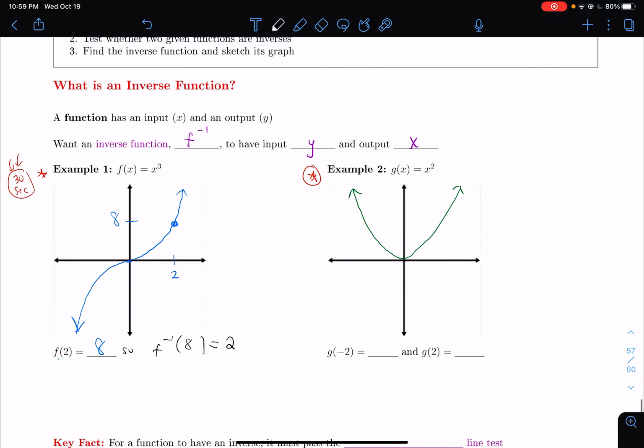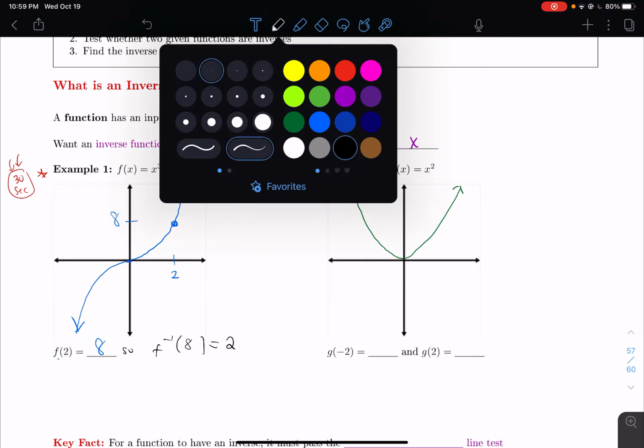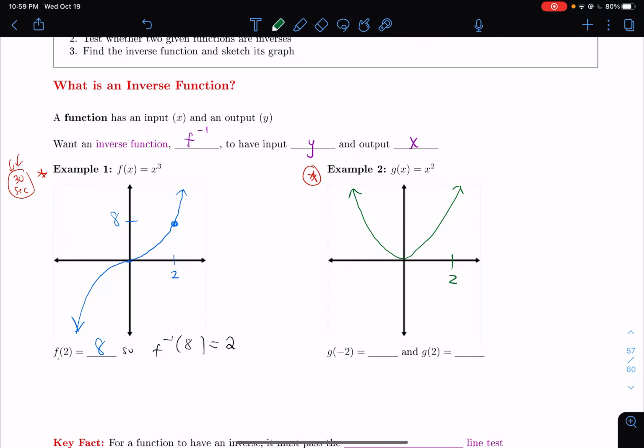Well, what happens with g of x? If I try plugging in 2, 2 squared is 4. So g of 2 equals 4. But I also notice that if I plug in -2, I get the same output. When I square -2, I get 4. So g of -2 equals 4 and g of 2 equals 4. So what would the value of the inverse be here? If I ask myself, what is g inverse of, now I'm switching the input and the output, so now I'll be inputting 4.